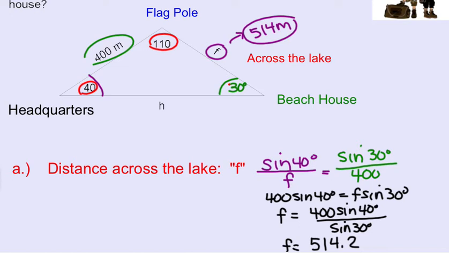So we use the law of sines again. So we're going to take 110 degrees, opposite will be H. And then you can choose either the F or the beach house. So I think this would still be the better choice, just so you don't have to worry about the approximation. So 30 degrees and then 400.